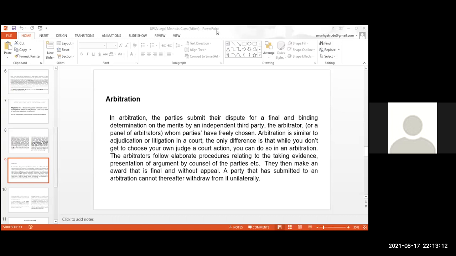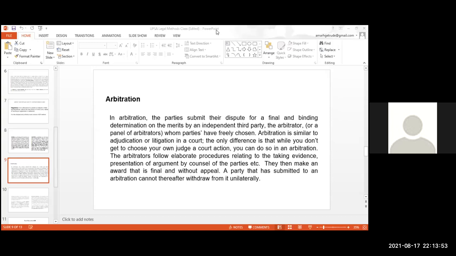And as a result, or as a manifestation of that consent, they are also free to what? Choose their arbitrator. So unlike in court, where you don't have the opportunity to choose a judge to preside over your matter, with arbitration, the parties have that opportunity to what? Choose the arbitrator or the panel of arbitrators that would preside over their dispute. Now, the other thing that we need to note is that whatever decision the arbitrator or the panel of arbitrators arrive at, it is final and binding on the parties.